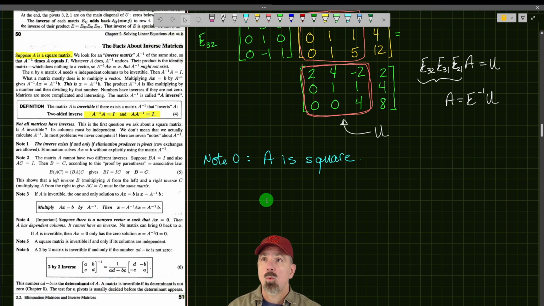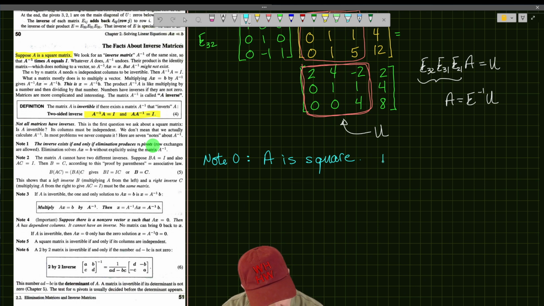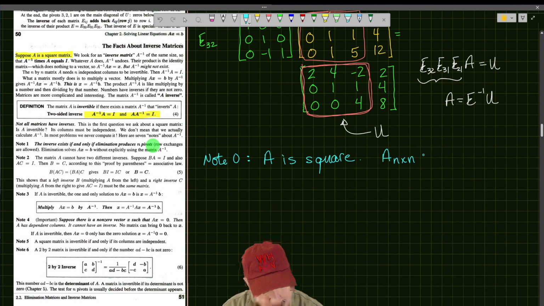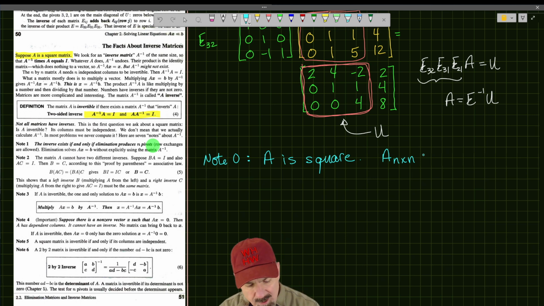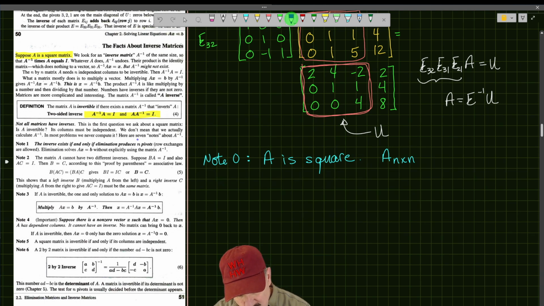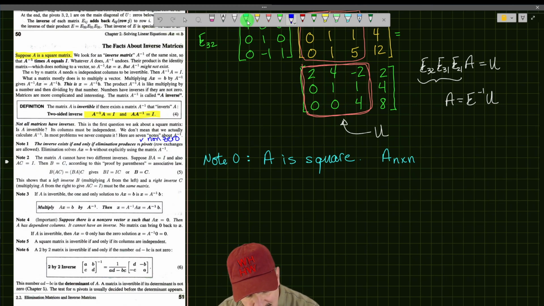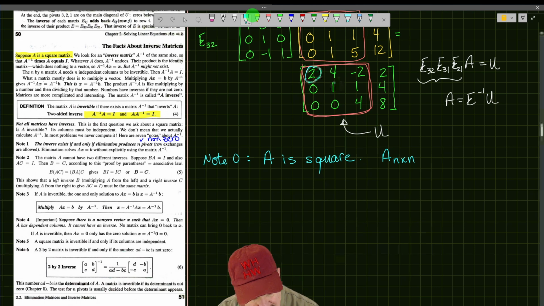The next thing with note 1, the inverse exists if and only if the elimination produces n pivots. So A is n by n, that's our assumption. So A is square, A is n by n. And the word he leaves out here, which I think is important for us to understand, is as long as we have n non-zero pivots. So what we need is the pivots, and let me come back in here and identify the pivots for us. So these are the pivots.